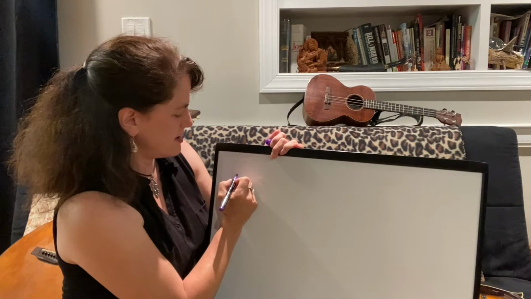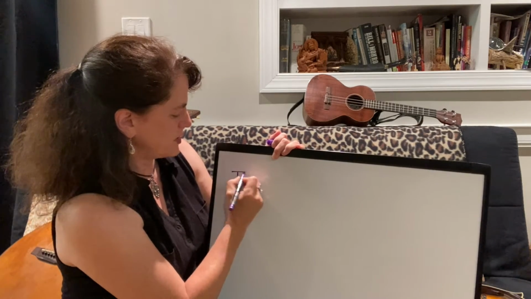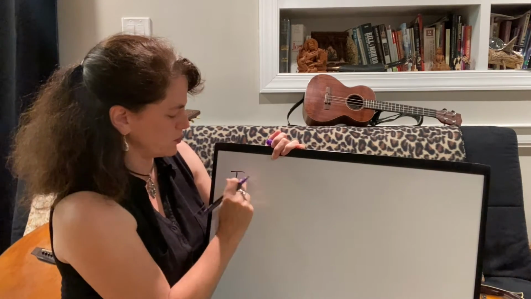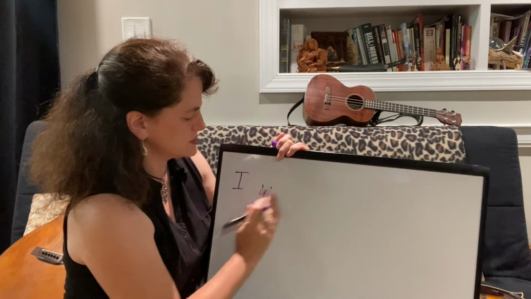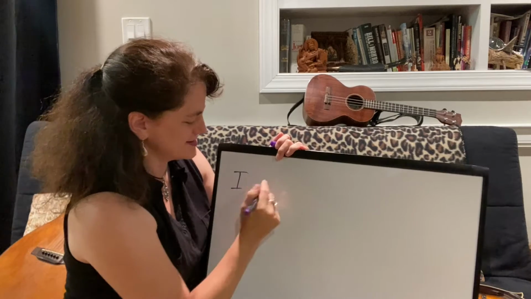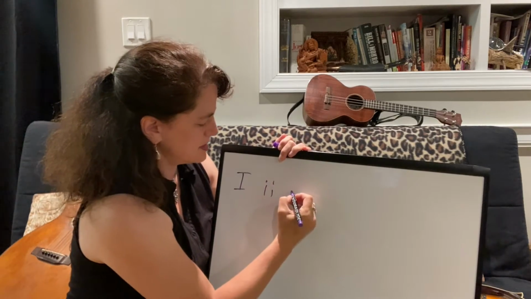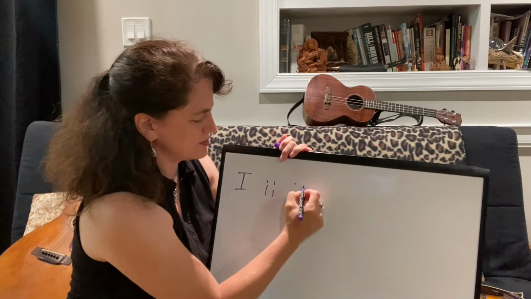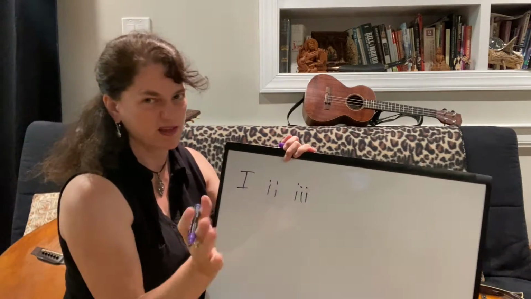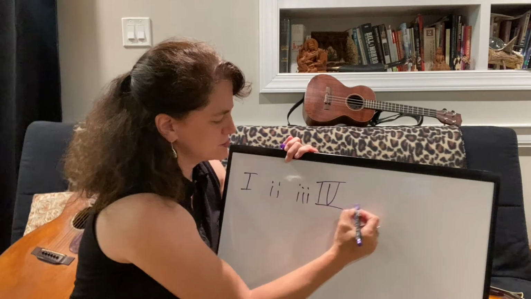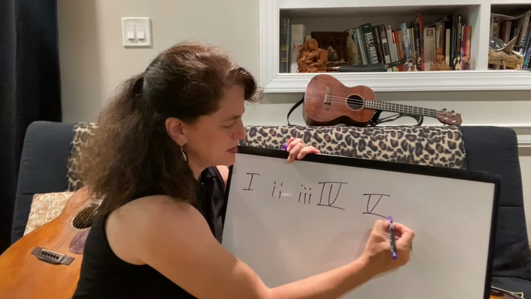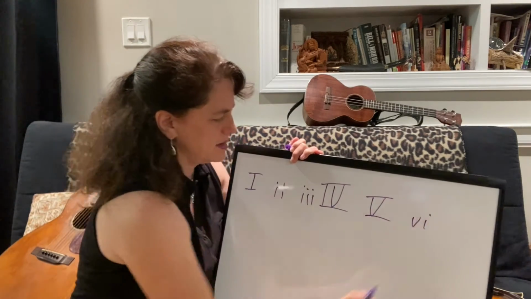So if I have a certain key, whatever key, I'd have my 1 chord as a major, my 2 chord as a minor, 3 chord is a minor. This is how they do it in those fancy theory books. 4 chord is a major, 5 chord is a major, and then let's make our 6 a minor.